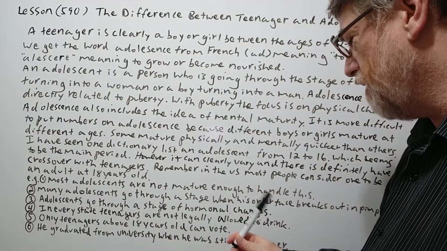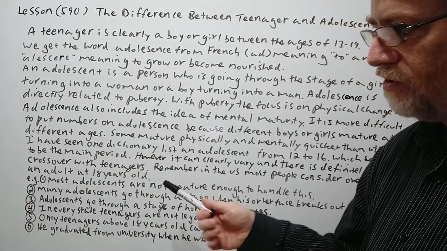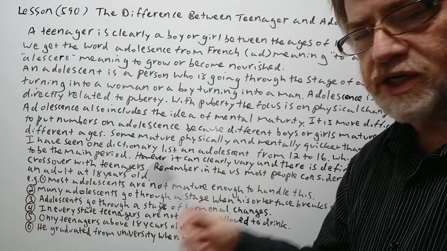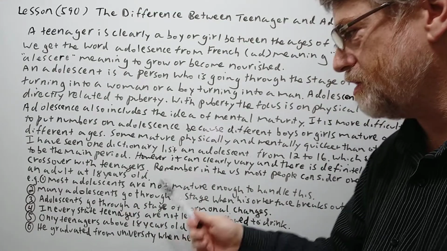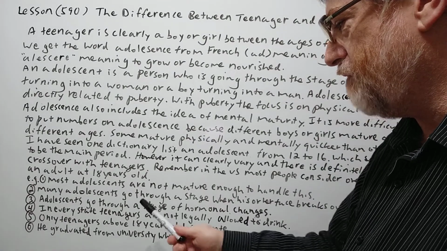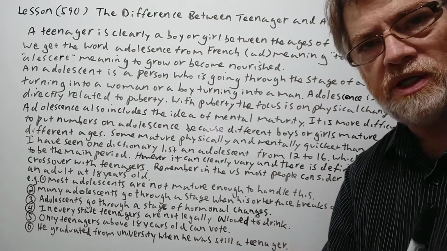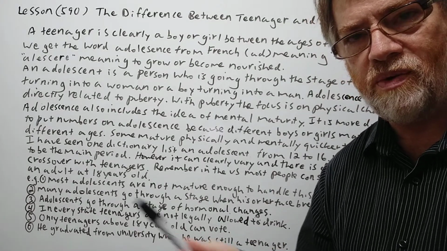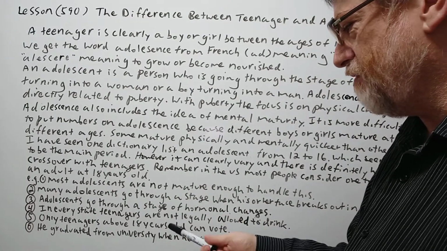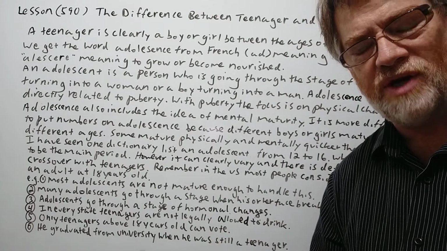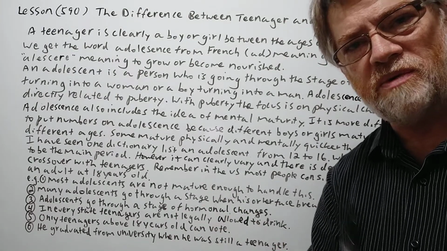Number 3, adolescents go through a stage of hormonal changes. Again, you're focusing on the body changes, so you might use adolescence, but it wouldn't be entirely wrong to use teenager here as well. Number 4, in every state, teenagers are not legally allowed to drink. Yeah, now in the U.S., mostly it's 21 throughout the whole country. But this would be a strange sentence to say, in every state, adolescents are not allowed to drink. We would probably mostly, because we're really focused on the numbers here, be more likely to use the word teenager.